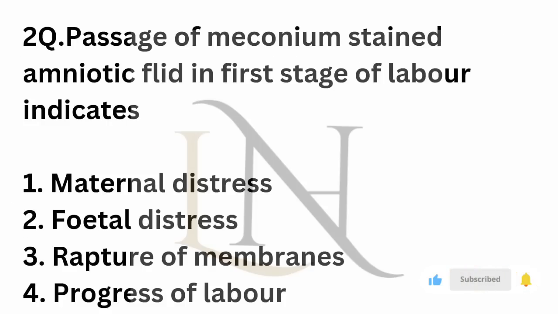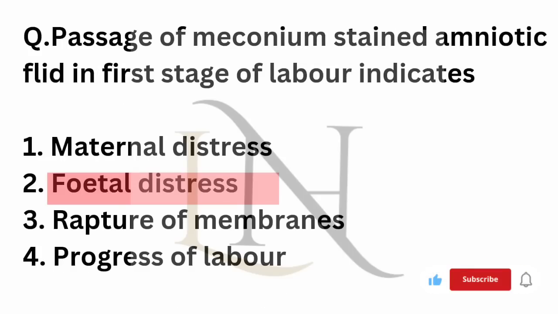Passage of meconium stained amniotic fluid in first stage of labor indicates. Option A maternal distress, option 2 fetal distress, option 3 rupture of membranes, option 4 progress of labor. Answer is option 2, fetal distress. Now we will see about amniotic fluid abnormalities.